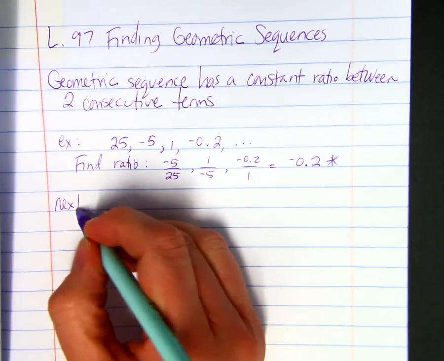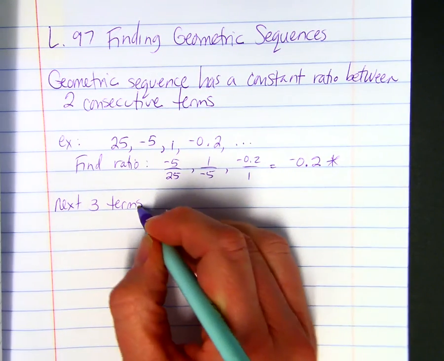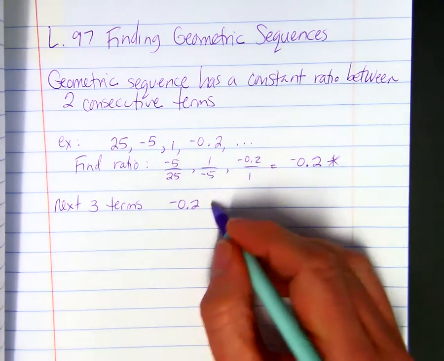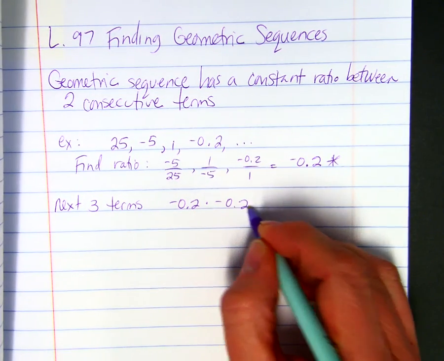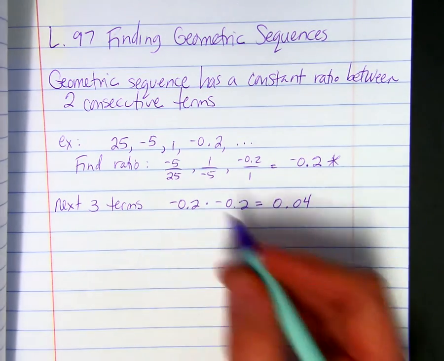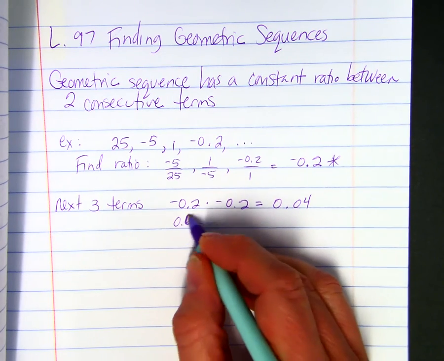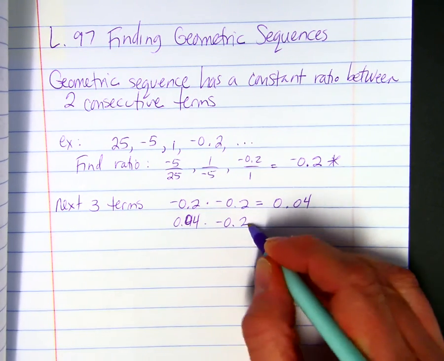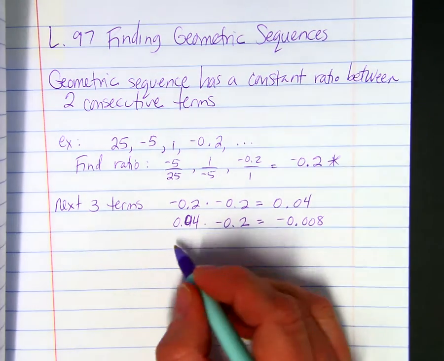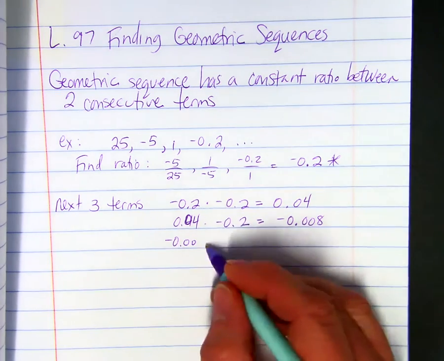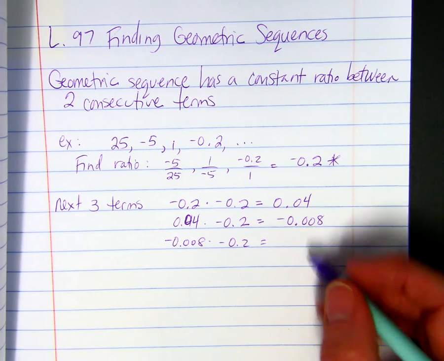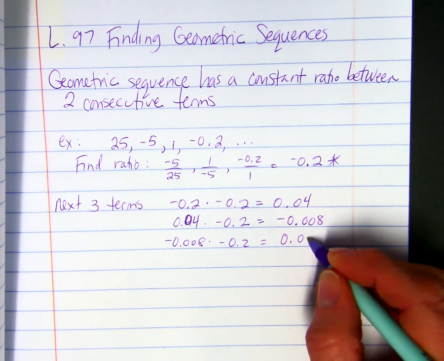So the next three terms would be, I would take my last term, -2/10, times it by -2/10, and I get 4/100. Then I times 4/100 by -2/10, and I get -8/1000. Then I times that by -2/10, and I get a positive 16/10,000.